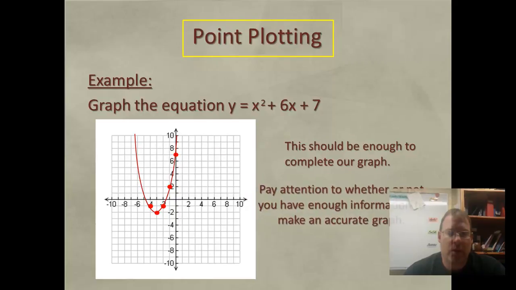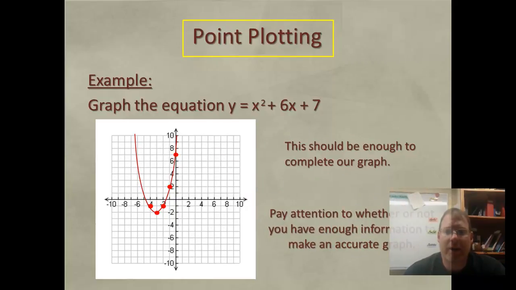Now, pay attention to whether or not you have enough information to make an accurate graph. In that last example, I had to choose a couple more points to get it to where I needed it to be. So, that is plotting points. That's it.